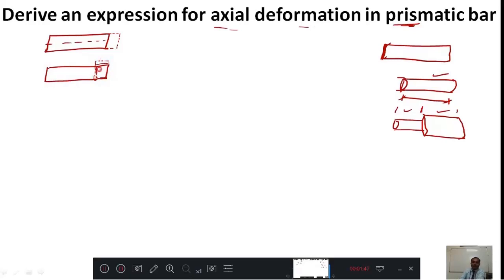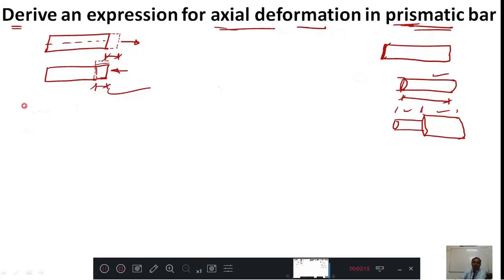Either it may be extension. When you apply the pull force, it extends. When you apply the push force, it compresses. That is called axial deformation. We want an expression for that: how much extension is there, how much reduction is there. For that we need one formula. So we have to derive an expression for axial deformation in a prismatic bar.